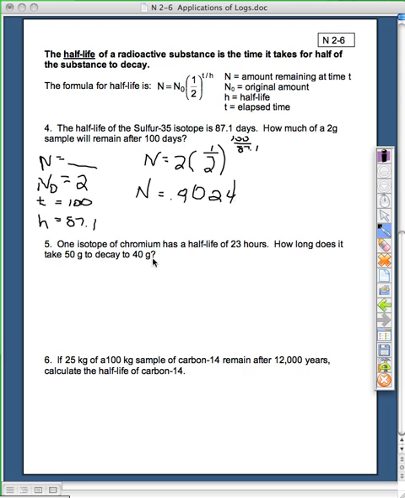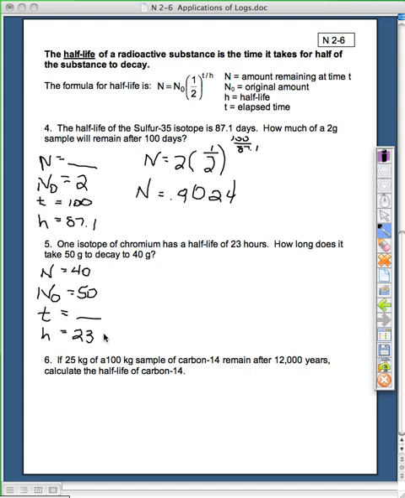For the next two, you're going to list what you know and what you don't know. And this time, we're going to have to use logarithms. One isotope, an isotope of chromium, has a half-life of 23 hours. So it's 23 hours. How long does it take 50 grams to decay to 40 grams? So we start with 50, and we decay to 40, and we're looking for the time.